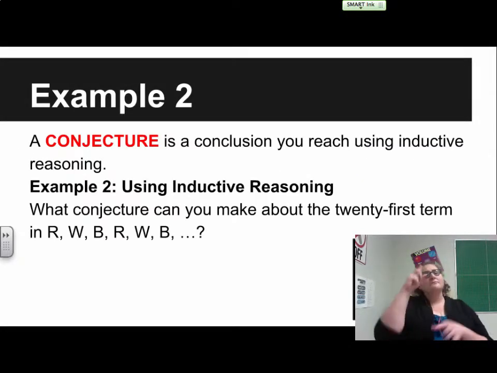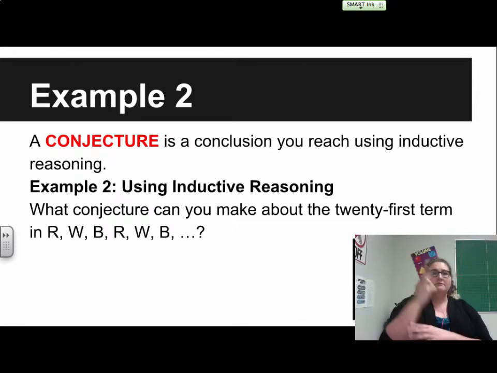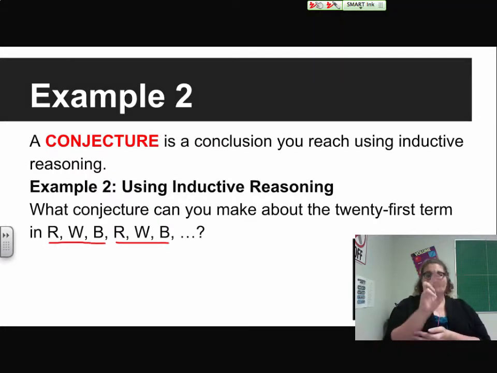Example 2. A conjecture is a conclusion you reach by using inductive reasoning. Using inductive reasoning, what conjecture can you make about the 21st term in RWB, RWB? Now notice, it's repeating the pattern RWB, RWB.